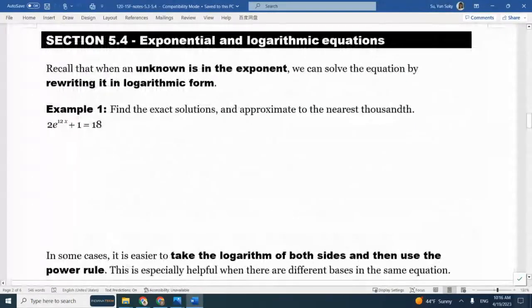Exponential and log equations. So we recall that when an unknown is in the exponent, we want to solve the equation by rewriting it in log form.